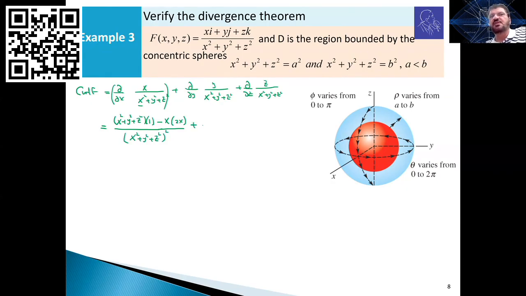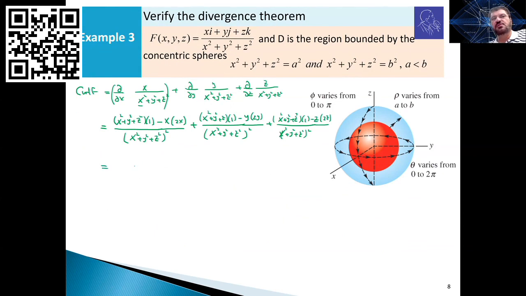Plus, same thing here. It's the denominator times the derivative of the numerator with respect to y, which is 1, minus the numerator times the derivative of the denominator with respect to y, which is 2y, divided by x squared plus y squared plus z squared, all squared. Plus, same thing here: on the top you have x squared plus y squared plus z squared times 1, the denominator times the derivative of the numerator, minus the numerator, which is z, times the derivative of the denominator, which is 2z.